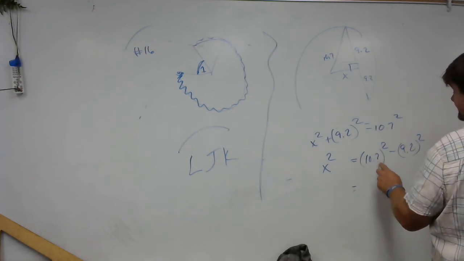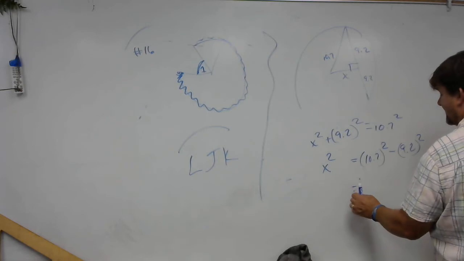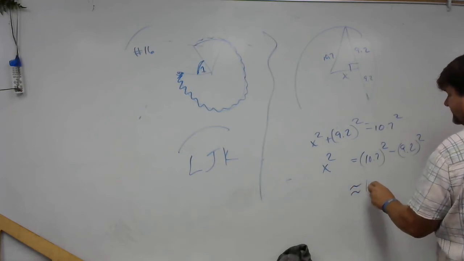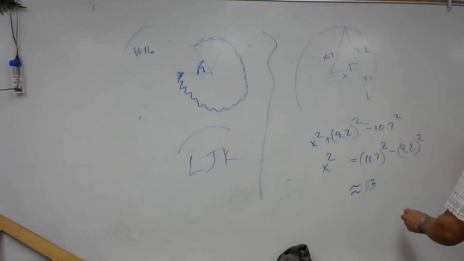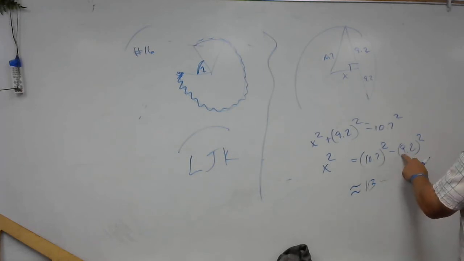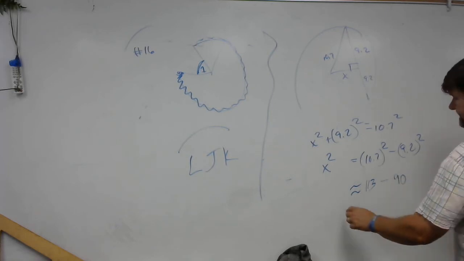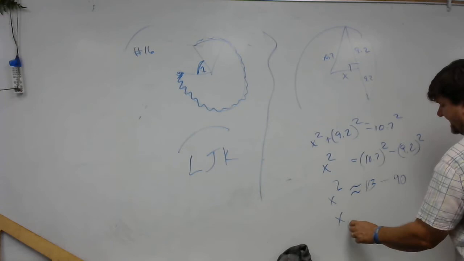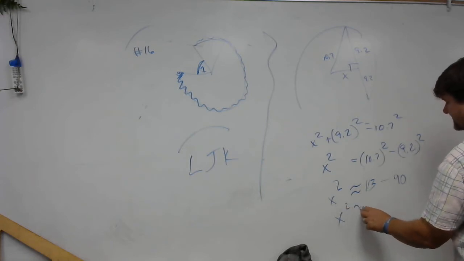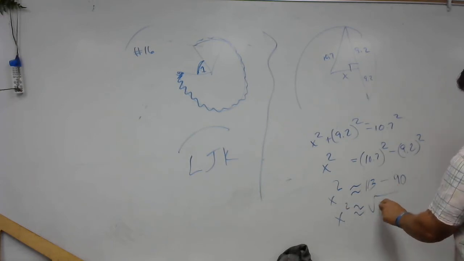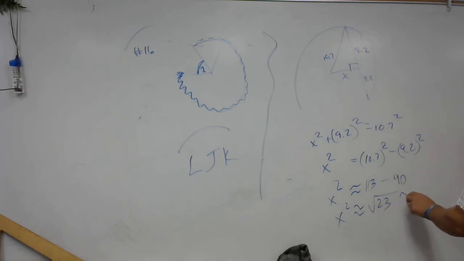This would be 11 squared, 121. So I'm going to say approximately, you guys use your calculator, approximately 113 minus 9's 81 and it's 0.2, so let's say approximately 90, and that's x squared. X approximately equals the square root of 23, which is approximately equal to 4.8-ish. So, totally a guess, estimated all of it, but that's our plan.